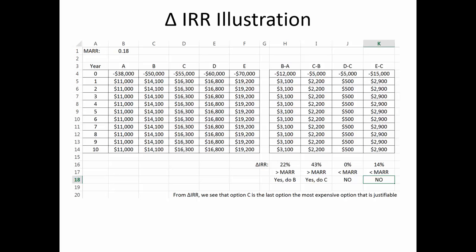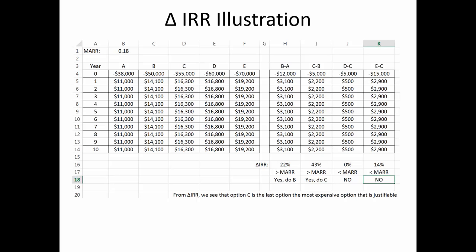We do the same thing. We calculate the internal rate of return, and we find it's 43% for the increment. That's greater than the MAR, and so yes, we should do C instead of option B. Option C becomes our new champion, and we have to compare the next alternative, option D, to option C. When we find the internal rate of return on the increment, the rate of return is 0. 0 is less than our MAR, and so the finding is that no, we shouldn't do option D. We're going to stick with our old favorite, option C.